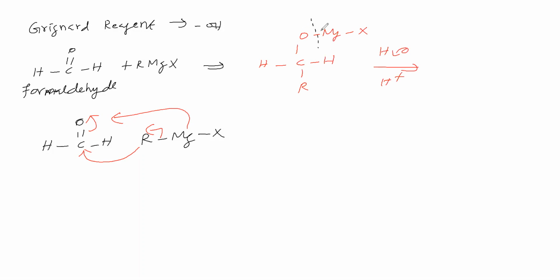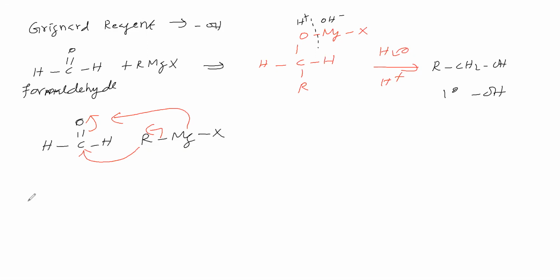Here the bond is breaking. Mg is having positive charge, therefore OH minus; oxygen is having negative charge, therefore H plus. Hydrolysis means one side H plus, one side OH minus we have to give. Then the product we are getting is RCH2OH. It is called a primary alcohol. So primary alcohol is the product.